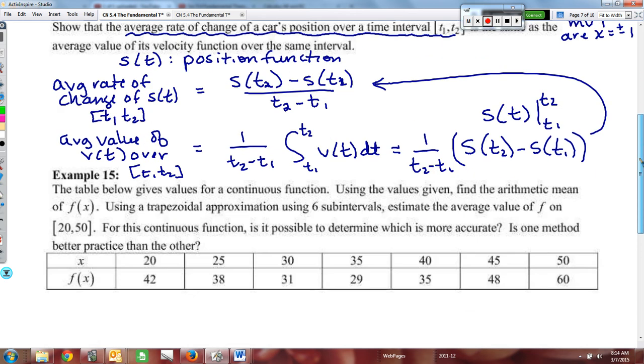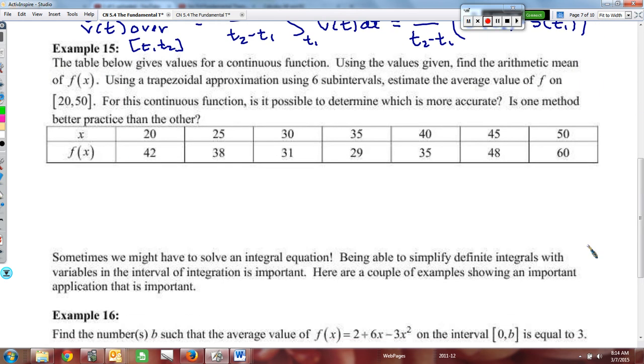All right, so let's take a look at the next example. This is an idea where we have a table of values. It does tell me that we have a continuous function, so I know that I can integrate. And it's going to ask me for a couple of things here. It first wants me to find the arithmetic mean, so maybe we need to think about what the arithmetic mean is. And then we're going to use a trapezoidal approximation to estimate the average value of the function on 20 to 50. And then they're asking some questions about which is more accurate, is one method better than the other. We'll talk about that.